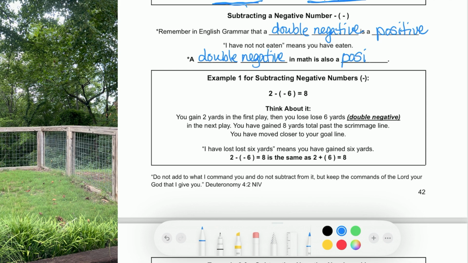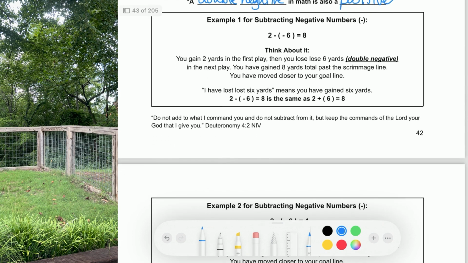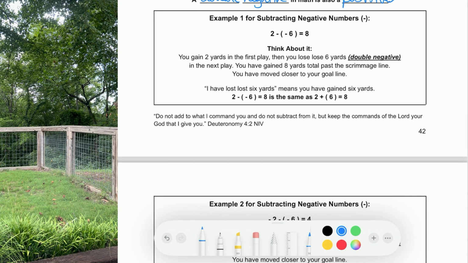Okay? So for example 1 in this particular section, 2 minus a negative 6 equals 8. So you gain 2 yards in the first play. Then you lose 6 yards. That's a double negative. So what that really meant was you gained 6 yards in that second play. You have gained 8 yards total past the scrimmage line.